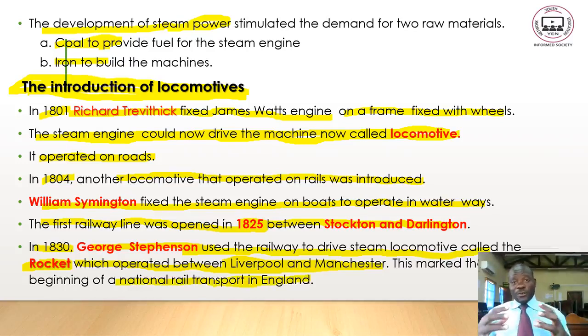So when we talk of revolution, it starts with one person, just as you can see here. James Watt started the engine, and he did not have the idea to say, all right, I'm going to use this engine to travel on roads. But it was the other person who came in to say, what if we take this engine and put it on the frame and put the wheels, then it drives along. Then it happened. The other one put it on the water. The other one put it on the rocket, that is the railway. Then that is what we call revolution. One man starts, the other people continue with that one.